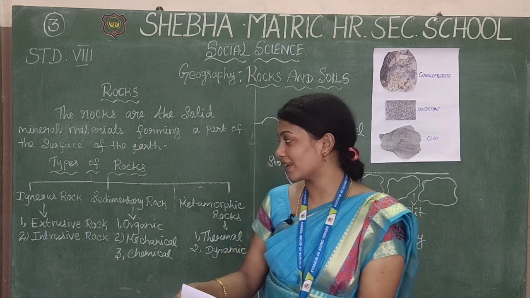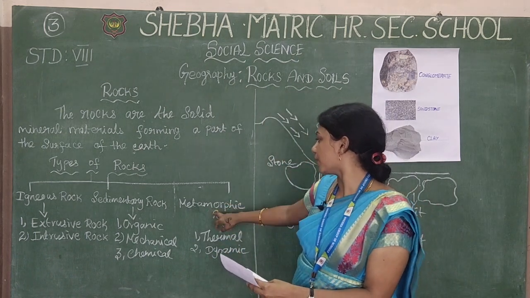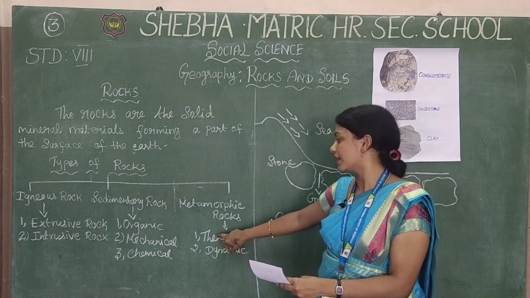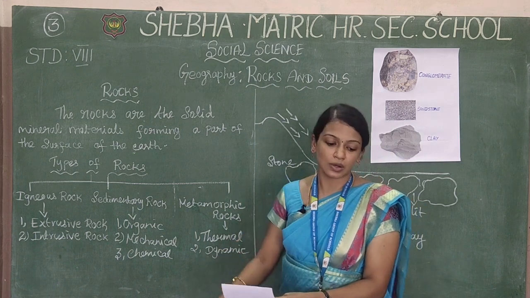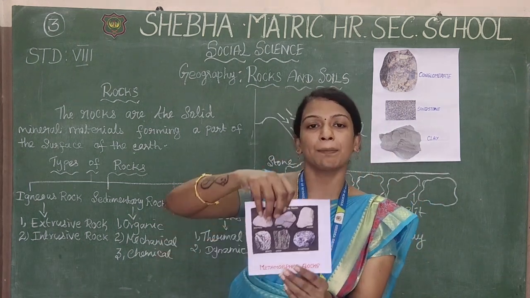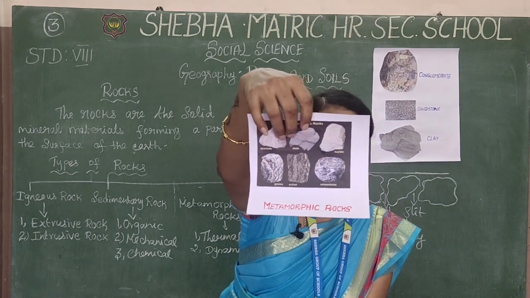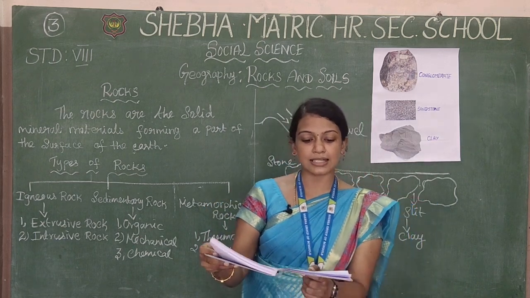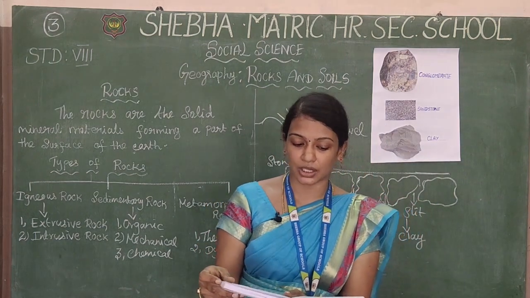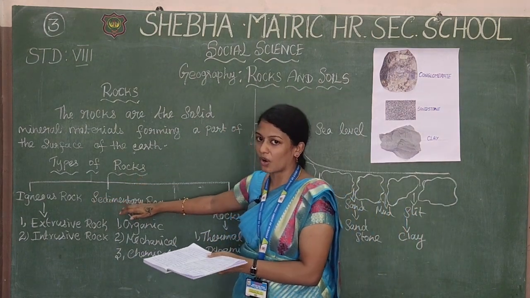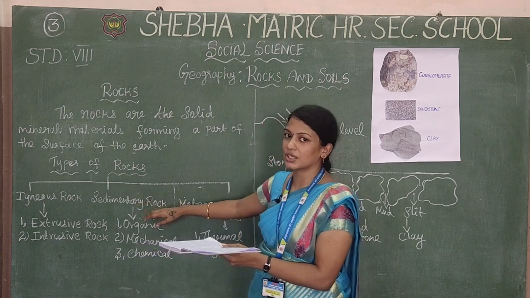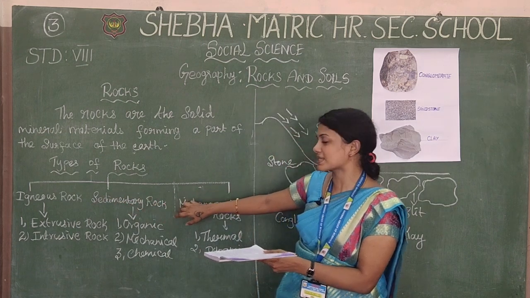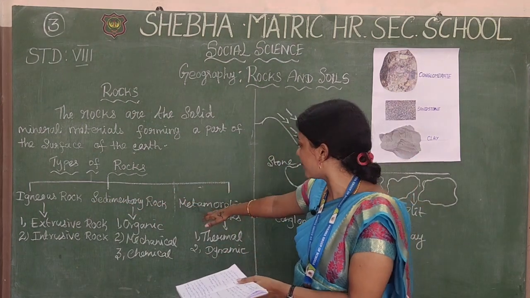Next we are going to see the metamorphic rocks. What is that? Metamorphic rocks. In metamorphic rock we have two types, thermal and dynamic. Here first I will show the metamorphic rock picture. See, this is the metamorphic rock picture. I will explain that when igneous and sedimentary rocks are subjected to high temperature and pressure, that makes the metamorphic rock.